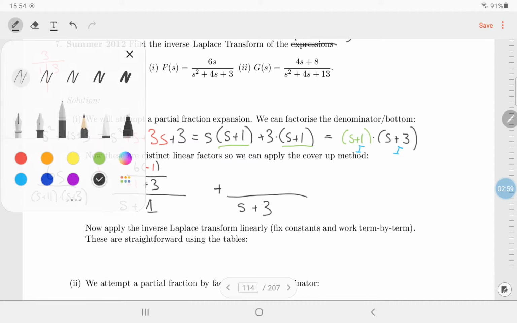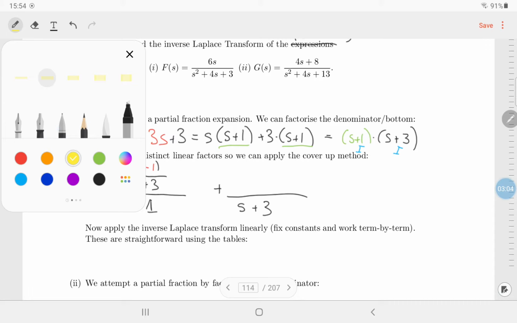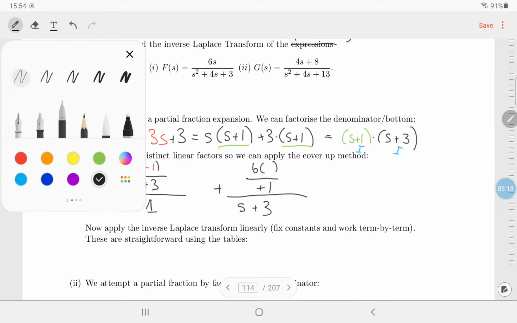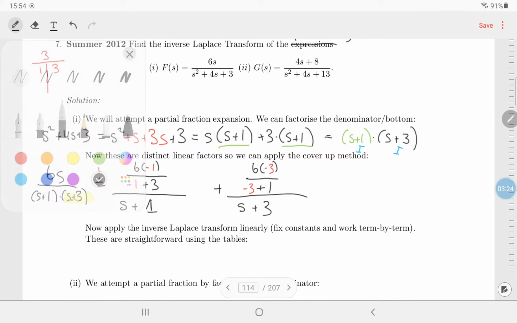Okay, so now for s plus 3, you cover up s plus 3. See what's left. 6s over s plus, it says 11, but that should be plus 1. Okay, and what makes s plus 3 equal to 0? The answer is minus 3. So you put minus 3 into whatever is left. And hopefully that means we can tidy it up quite easily.